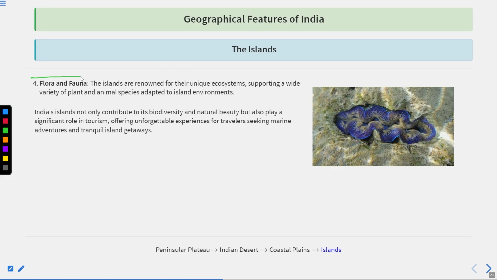Then, if we talk about the flora and fauna, these islands are renowned for their unique ecosystem, supporting a wide variety of plant and animal species adapted to the island environment. India's islands not only contribute to its biodiversity and natural beauty, but also play a significant role in tourism, offering an unforgettable experience for travelers seeking marine adventures and tranquil island getaways.